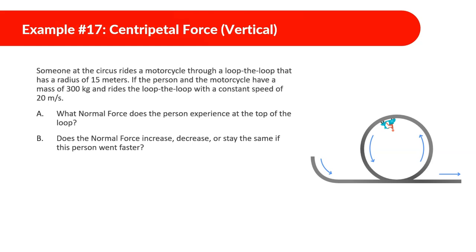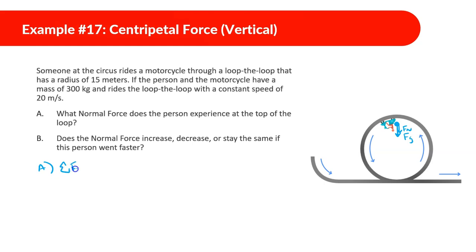Okay, moving on. Someone at the circus rides a motorcycle through a loop-de-loop that has a radius of 15 meters. If the person and the motorcycle have a mass of 300 kilograms and ride the loop-de-loop with a constant speed of 20 meters per second, what normal force does the person experience at the top of the loop? Okay, so looking at the free body diagram again at the top, we have a force of gravity and a normal force. I don't know if it's more or less until I do the calculations, but I'm just drawing both down.